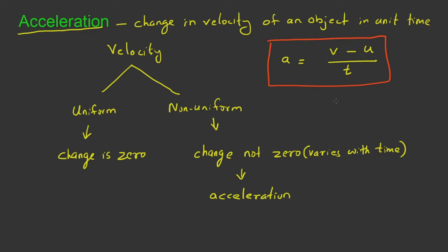We know the SI unit of velocity is meter per second. So change in velocity also has the same unit, meter per second. And the SI unit of time is second, and here it is in the denominator, so I am writing second raised to minus 1. So the SI unit of acceleration is meter second raised to minus 2, or meter per second square. So we got the SI unit of acceleration as meter per second square.